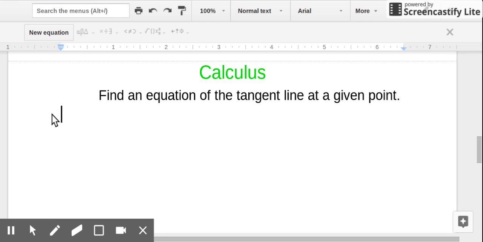Right, in this problem here, we're going to be finding the equation of the tangent line that passes through a given point on the curve. We'll call our function r. R of x is equal to, let's see here, x squared minus 4x.